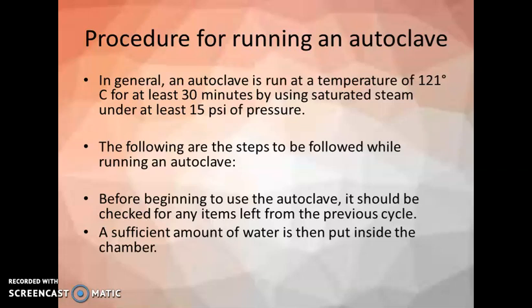Before beginning to use the autoclave, it should be checked for any items left from the previous cycle. We have already listed the items, such as the pressure gauge and lid, and we should check that they are present. We must also check that there is a sufficient amount of water before starting. The sufficient amount of water is then put inside the chamber.